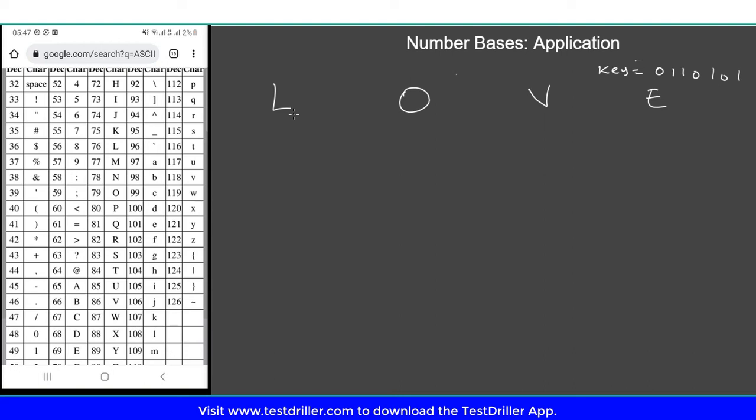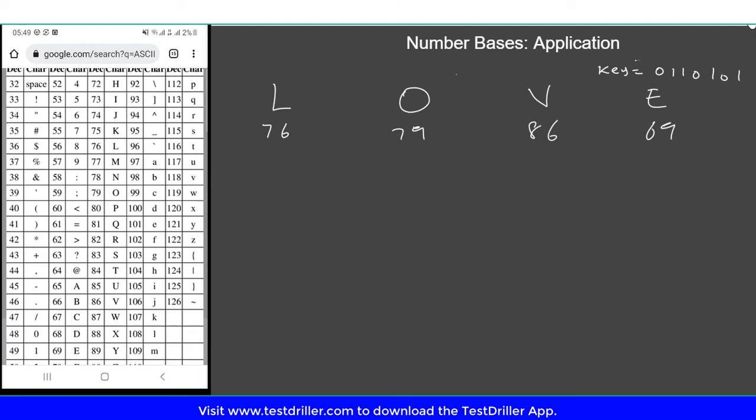So it is a standard used by all computer manufacturers to determine what L is in base 10. So L in base 10 is 76. Capital letter O in base 10 is 79. Capital letter V in base 10 is 86. And capital letter E is 69. So the next thing you want to do is to convert each of these numbers to base 2.